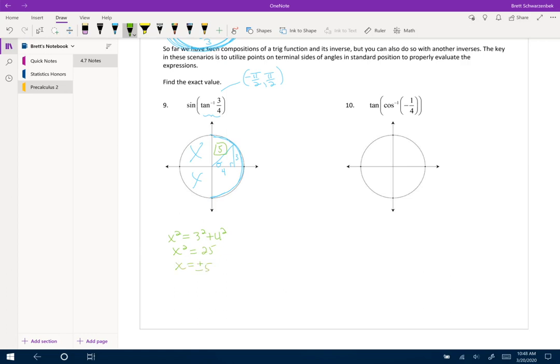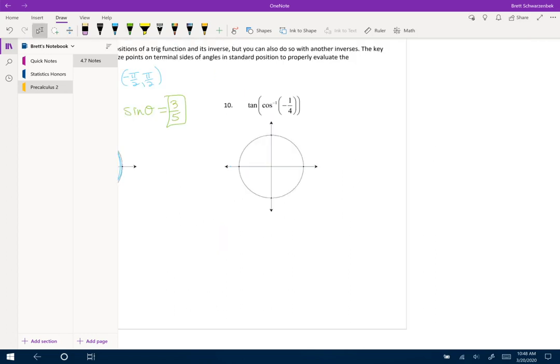So what's interesting about this is that the tangent inverse of 3/4 is essentially theta. So this is actually equal to the sine of theta. And if you look at our triangle that we just made, we can find the sine of theta. The sine of theta is opposite over hypotenuse, which is 3 over 5, which means the answer to our problem is 3/5. Okay, so moving on to 10, we got tangent of the cosine inverse of -1/4.